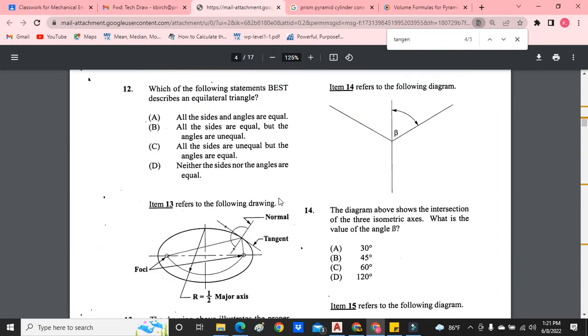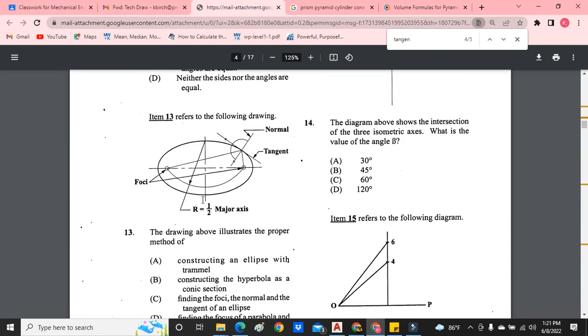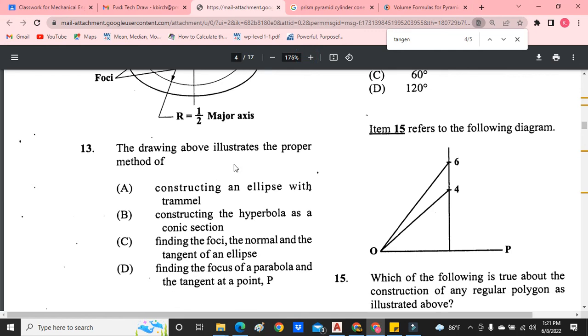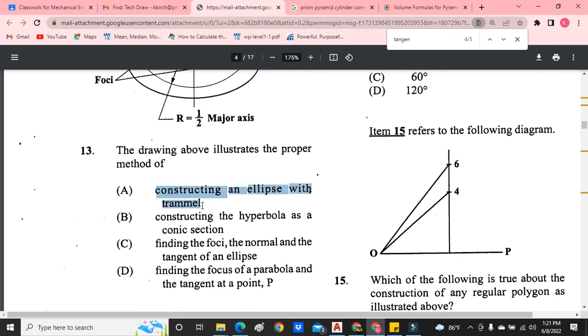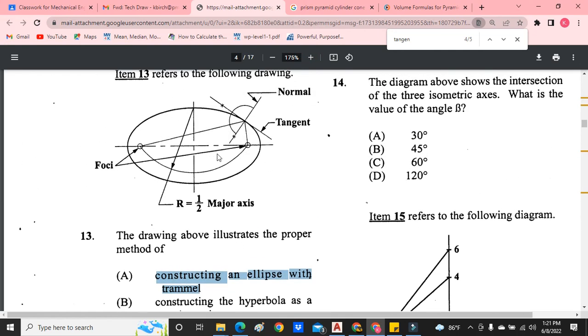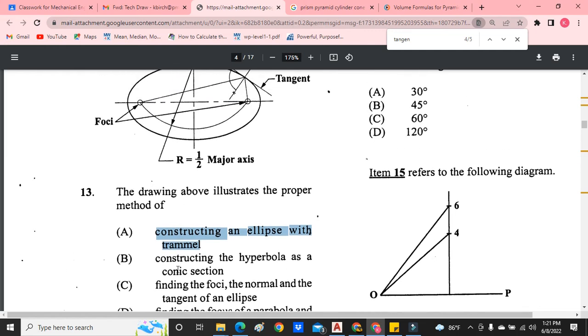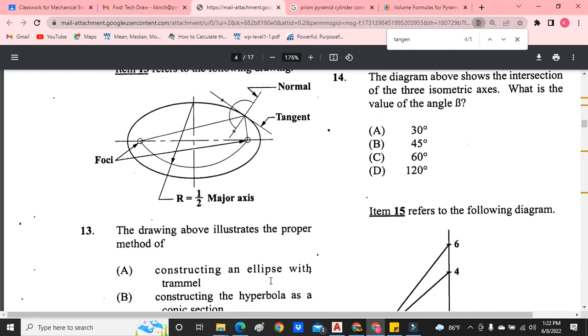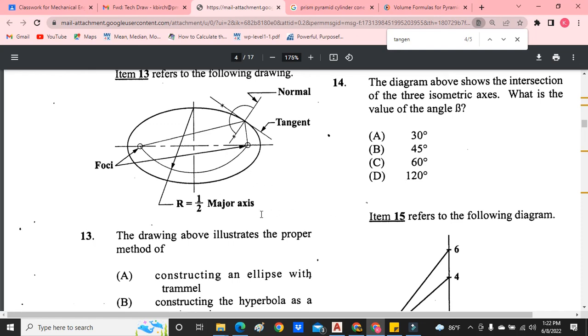Adjustable 125. So you see that is here? The drawing above illustrates the proper method of doing what? So take a look at the questions that they have. Constructing an ellipse with a trammel. Is this a trammel? Is this the construct of hyperbola as a conic section? Is it finding the foci, the normal, and tangent? Or is it finding the focus of a parabola? This is a parabola? This is a hyperbola? Is this the trammel method?